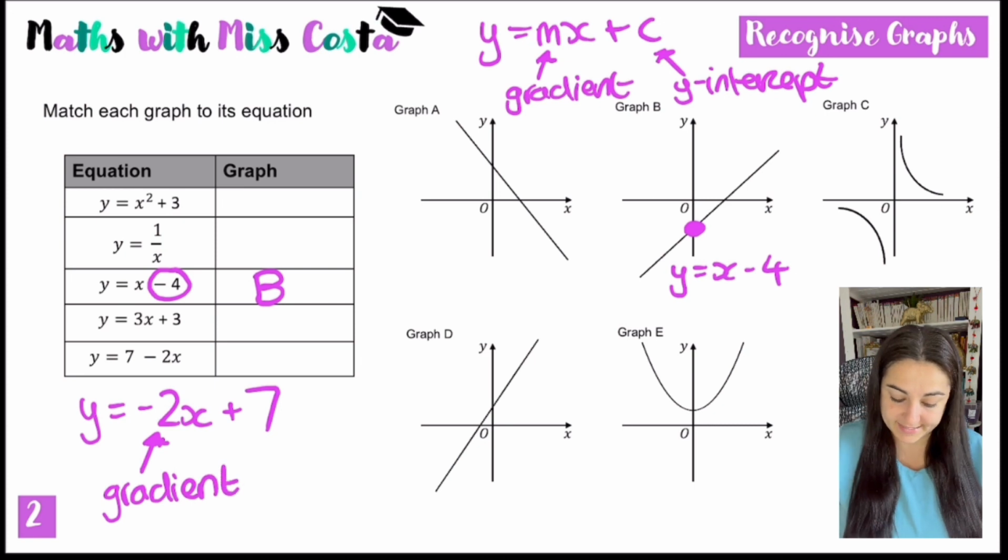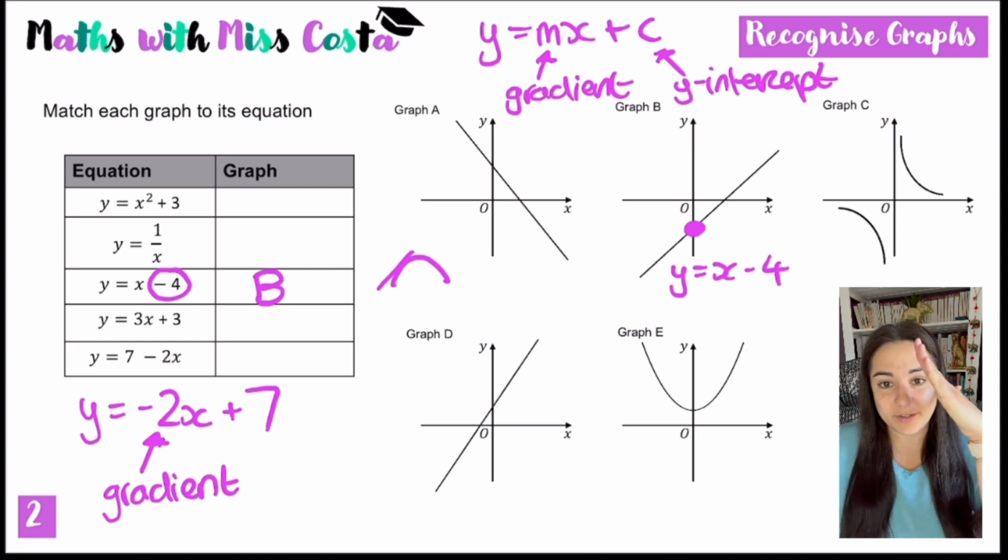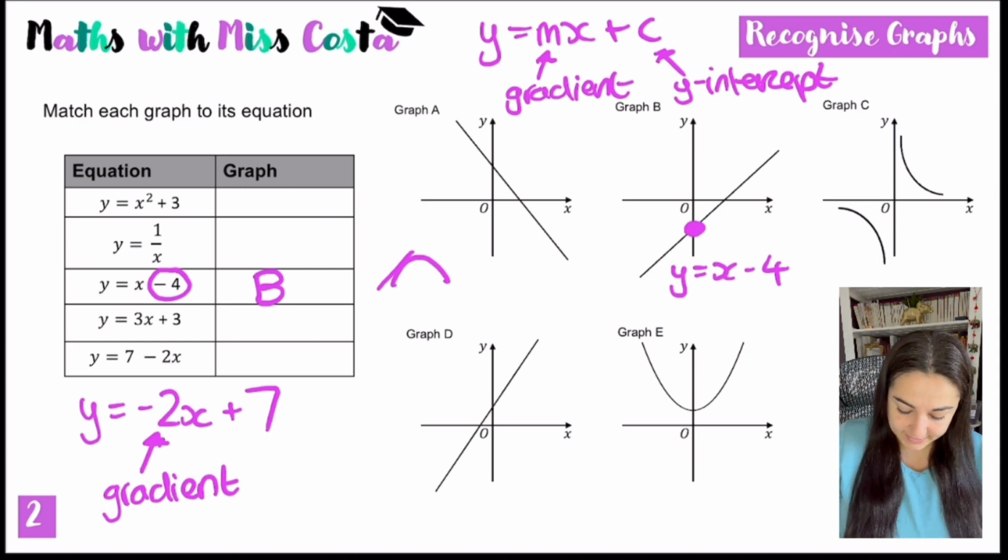Now, if I have a negative gradient, the line is always going to be sloping downwards. You can kind of remember this if you think about the hill of gradients. Okay, so imagine walking up a hill. If you're going upwards, that's a positive slant. So if the line looks like that, going upwards, then it's a positive gradient. If it's going in this direction, down the hill, then it's a negative gradient.